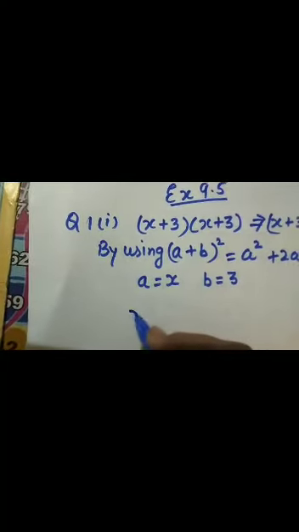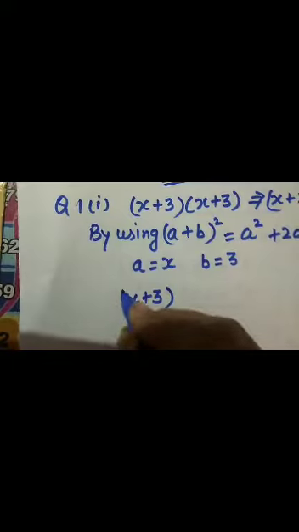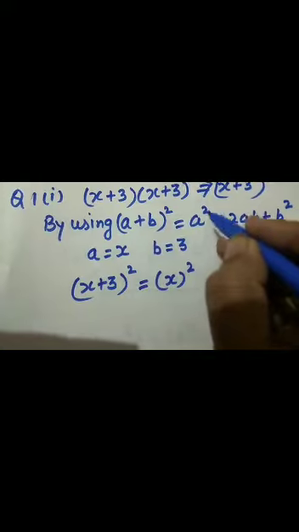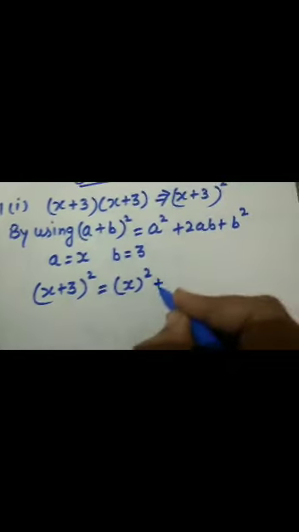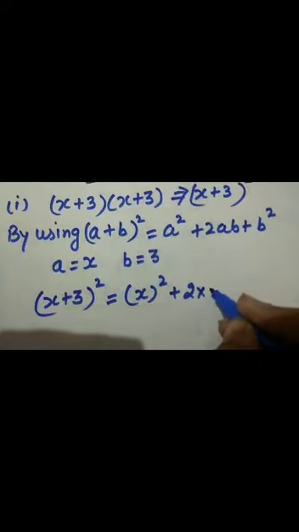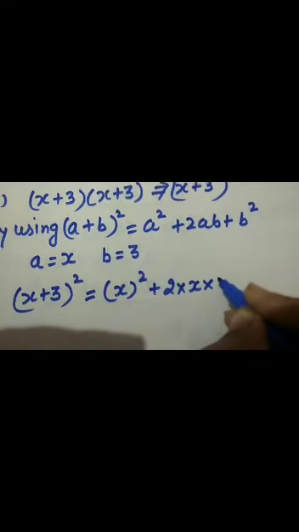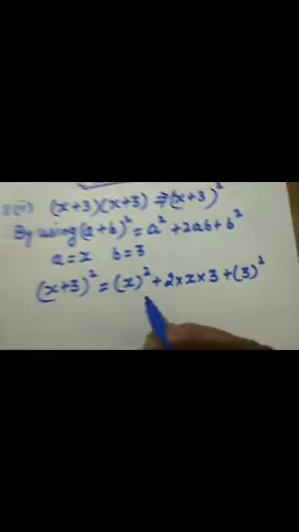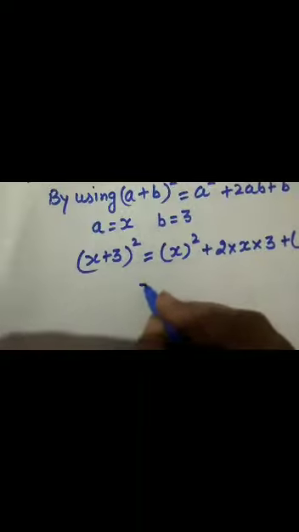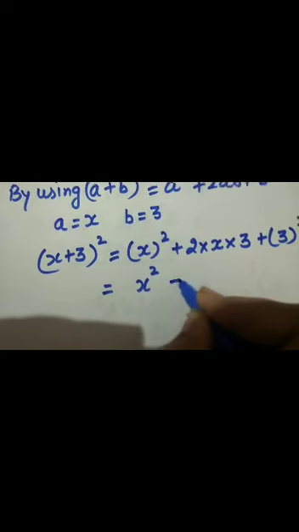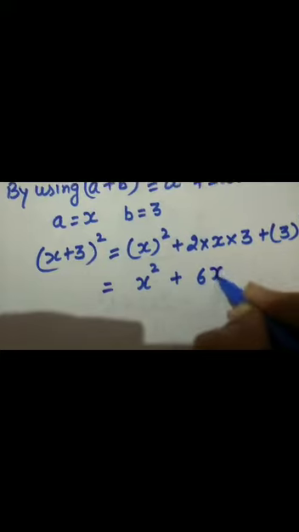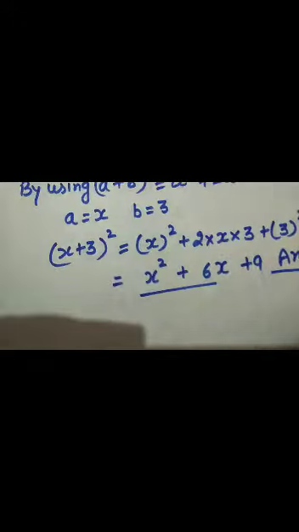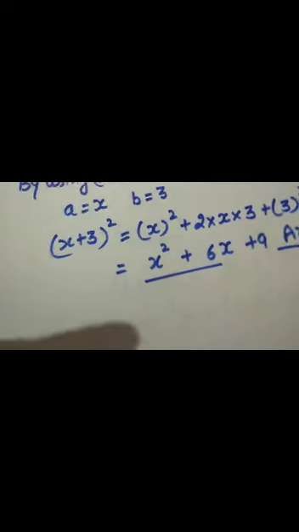So (x plus 3) whole square will be equal to x square. We'll put here the value of a, x square, plus 2 into the value of a which is x and the value of b which is 3, plus 3 square. You have to write these in brackets. x square plus 6x plus 9. You can verify this also by simple multiplication.